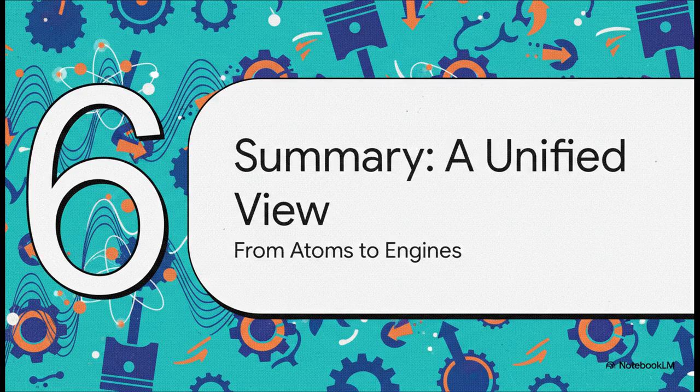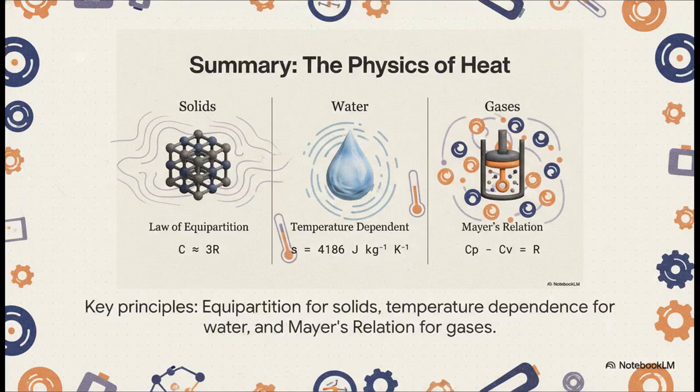So let's just take a step back and pull all of this together. We've gone on a journey from tiny vibrating atoms all the way to expanding engine pistons. We've really seen 3 big ideas. For solids, we saw the law of equipartition gives us this amazing prediction that the molar heat capacity is around 3R. For water, we saw how it literally defined our units of energy, but also that its own specific heat isn't even constant. And finally, for gases, we derived Mayer's relation, Cp minus Cv equals R, which perfectly explains how the work of expansion makes all the difference.